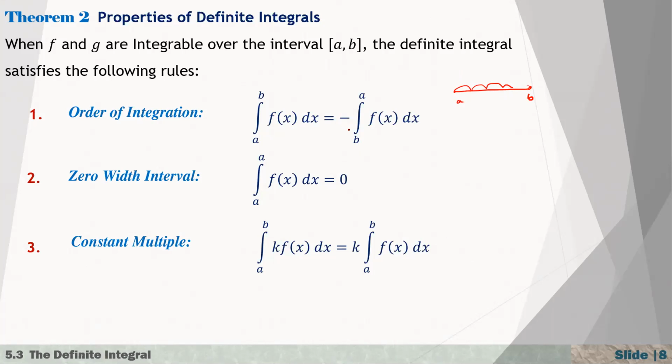The only difference will be minus. The integral over an interval from a to a is over a single point, right? So at a single point, our delta x is equal to 0. That's why its integral is 0.